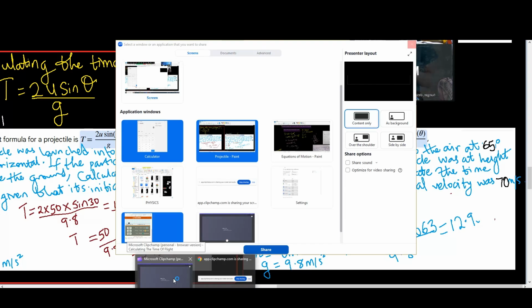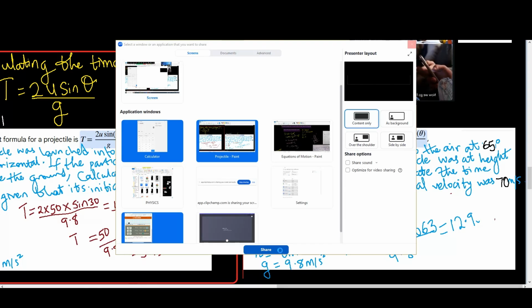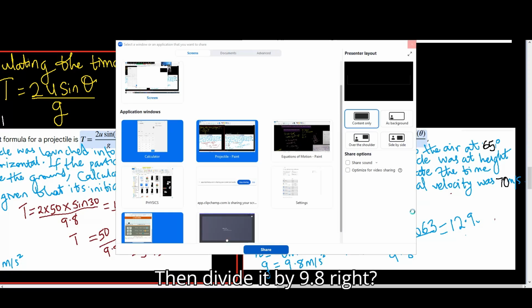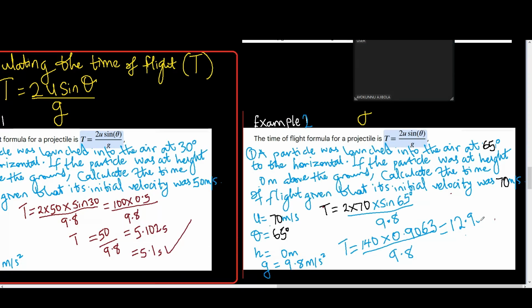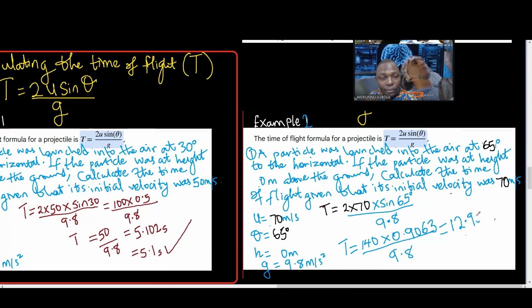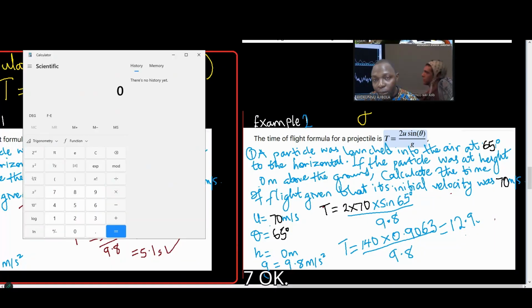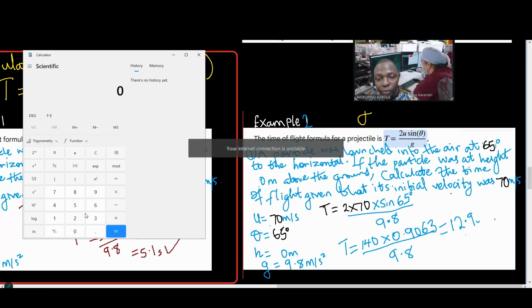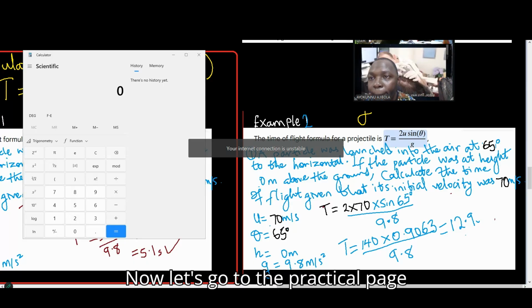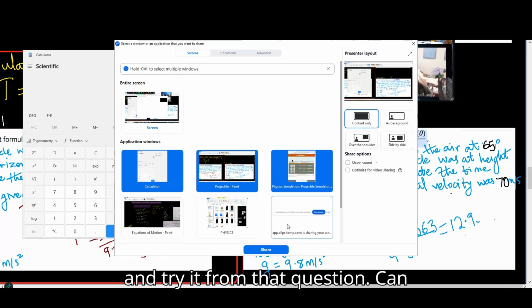What time is it? 11:51. 11:52. Yes. Can you hear me now? Just one. Yes, sir. Okay. So can you see my calculator? Sir? Can you see my calculator? Yes, sir. We can see your calculator.